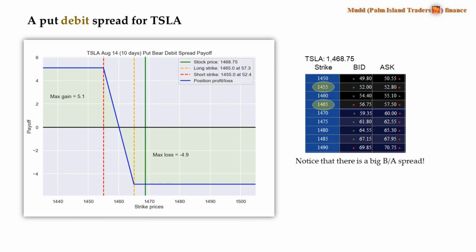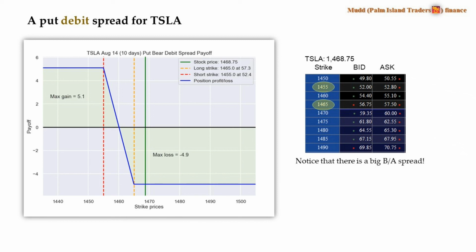In this example, of course, we want the puts to be out of the money. So with Tesla at 1468.75, we're going to choose 1465 as our long strike and 1455 as our short strike. We will begin with our max loss of $4.90, and that will be our initial debit. But if we are right about the price of Tesla going down, then once we get below the strike price of $14.55, we will realize our maximum gain of $5.10.